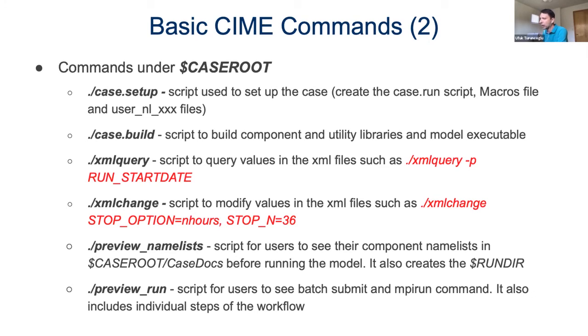At the end, you can change some options in input.nml, right? So before running the model, you may want to change the input.nml in your run directory and check that it's correct or not. Just by issuing this preview namelist command, it will overwrite everything in your run directory. And just by going to that run directory, you can see the modification.